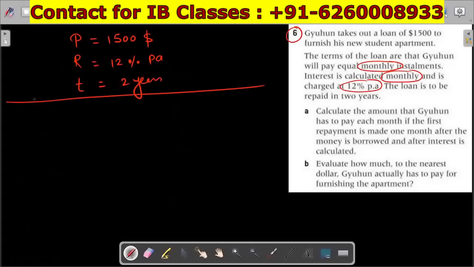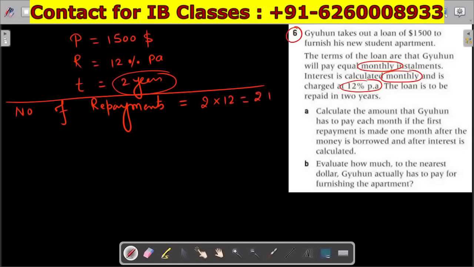Since it's going to be a monthly payment, I will write the number of repayments here. What will be the number of repayments? Since I have to pay monthly for a 2 year period, it will be 2 into 12, that is 24 repayments. Rate of interest, adjusted rate of interest: since I have to pay monthly, I will divide 12% by 12, so it is 1% per month. It's per month, not per year.